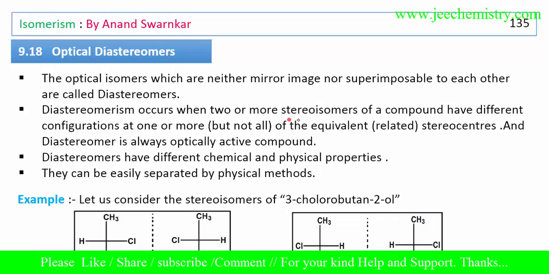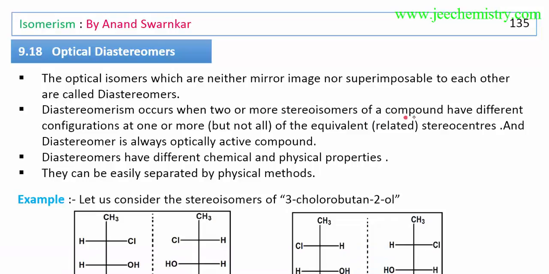Diastereomers occur when two or more stereoisomers of a compound have different configurations at one or more, but not all, of the equivalent stereocenters, and diastereomers are always optically active compounds. Diastereomers have different chemical and physical properties. They can easily be separated by physical methods. I'll explain one by one.